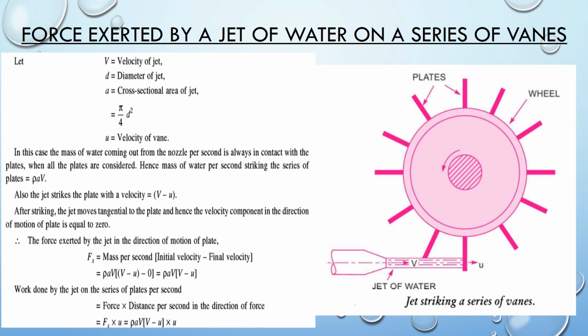So these are the terminologies involved: V, D, A. I'm not going to explain all this because you are already familiar with all these terms now. And the jet velocity, striking velocity is V minus U, where V is the velocity of the jet and U is the velocity of the wheel. And the force exerted, you will have an expression like this, and work done will be force exerted into the velocity of the wheel.